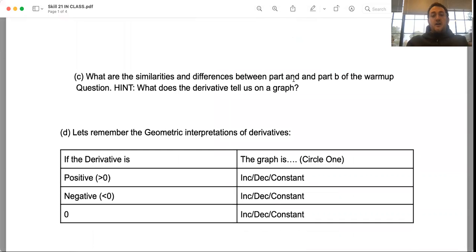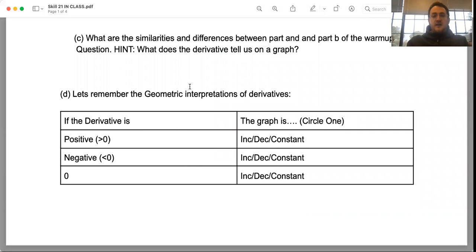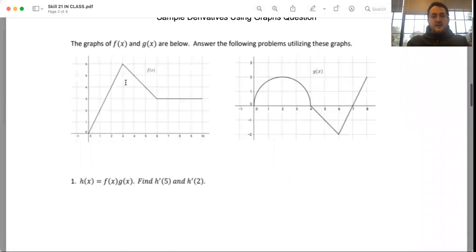Also, we're going to give you a little review of interpreting the derivative and how it relates to slope. Obviously, a positive slope would be increasing, a negative slope would be decreasing, and a zero slope would be constant. So let's take a look at a sample scenario with two graphs. These are very similar to the table questions on your critical thinking section, except we're going to get our data from the graphs instead of the tables.